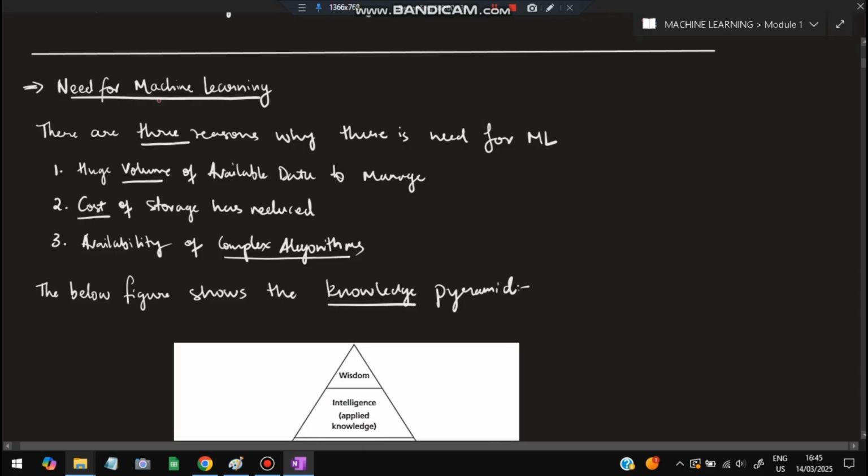So what is machine learning? You are pretty aware of what machine learning is, but we'll discuss the example and its definition in a later section. Now, there are three reasons why there is a need for machine learning. The first is the huge volume of available data to manage. If we have huge data, we can derive useful insights from it. Less data will give us less information, right? If you have more data, we can get better and more accurate information. That's why machine learning can be trained on large data, so that its accuracy will be increased.